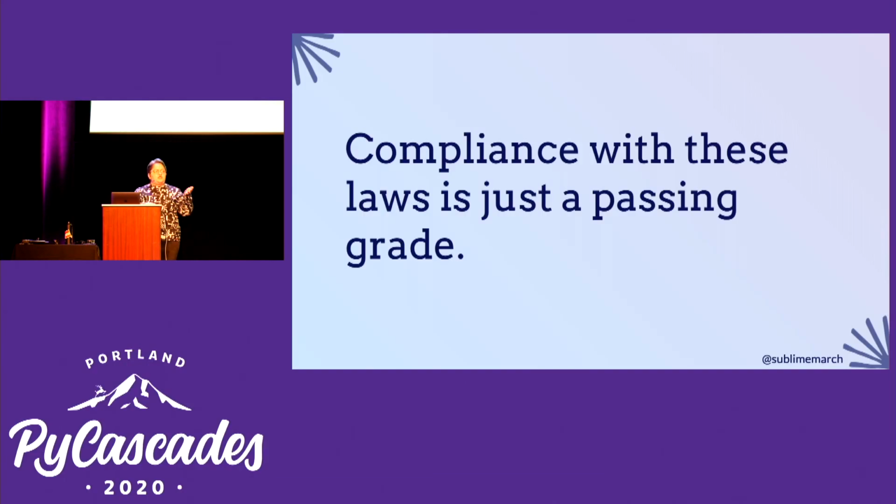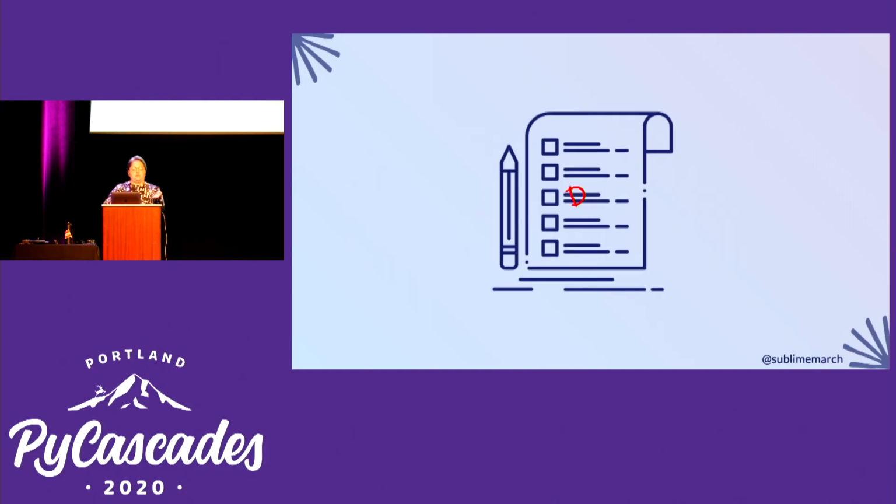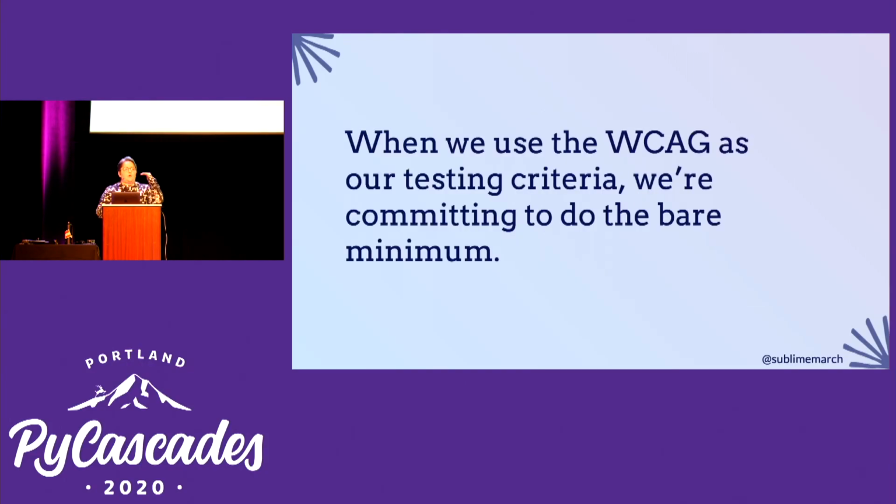This would be like if you turned in your homework and you got a D on it. Yeah! Woo! I know my parents are happy with that one. No, not at all, right? A D means you didn't fail, but that's not a very good grade. When we use the WCAG as our testing criteria, and when we think about laws as our testing basis, we're committing to getting a D on our homework when it comes to accessibility. We're saying we're just going to do the bare minimum.